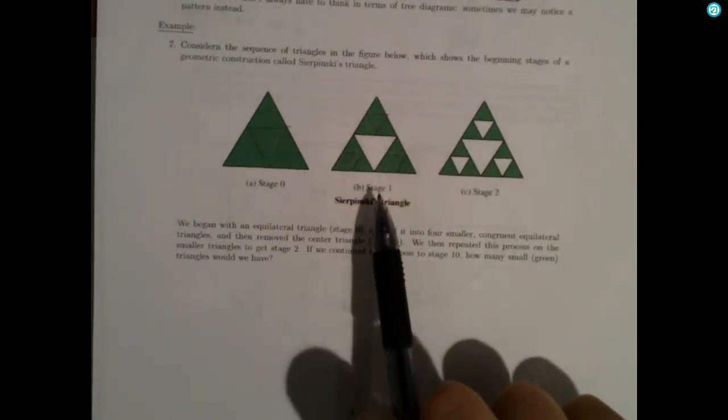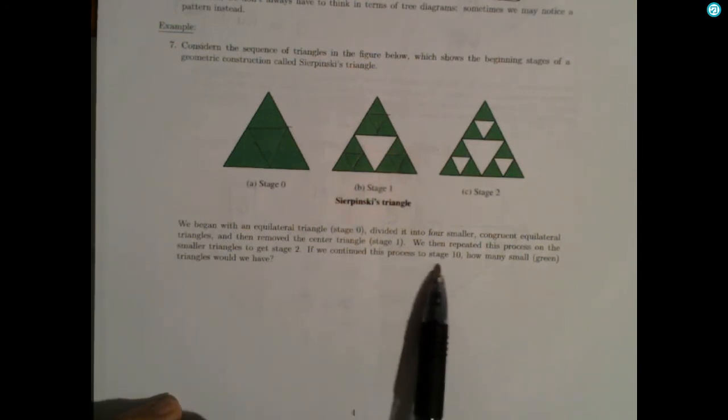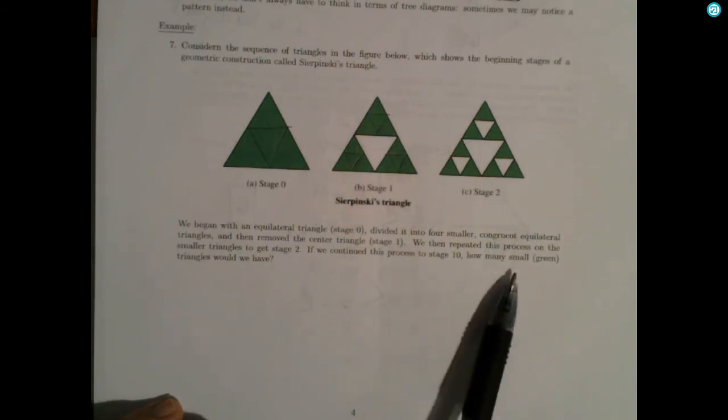Sierpinski's triangle, by the way, is a fractal. If you've ever heard of fractals, like if you ever saw Jurassic Park, it's like a chaos theory type thing. Anyway, which we won't get into in this class, but it's an interesting thing. I might show you a video that relates to this idea. But anyway, the question is this: if we continued this process to stage 10, how many small green triangles would we have?